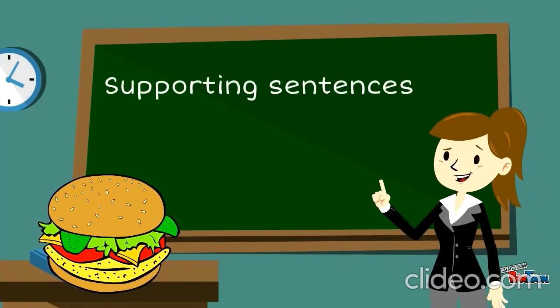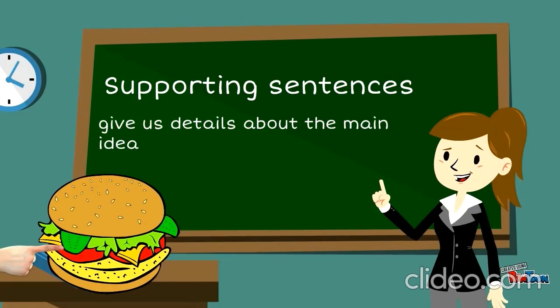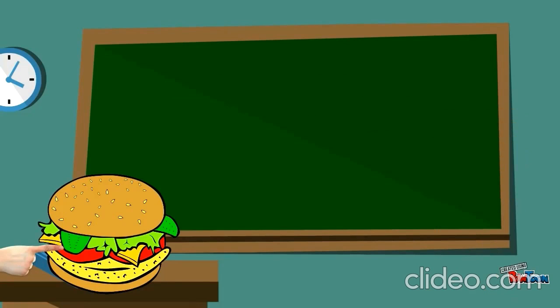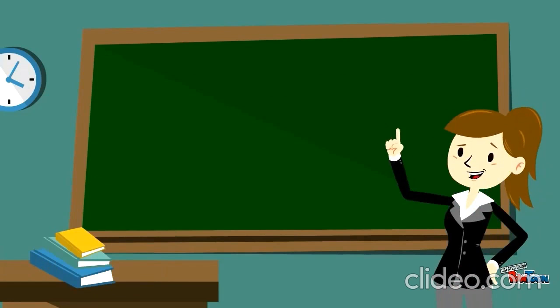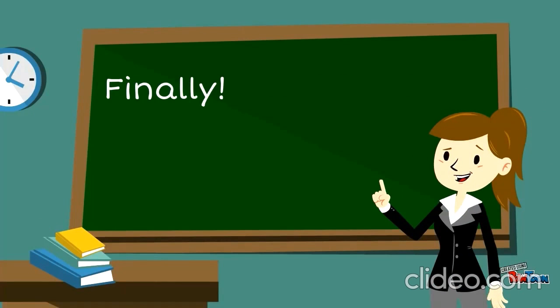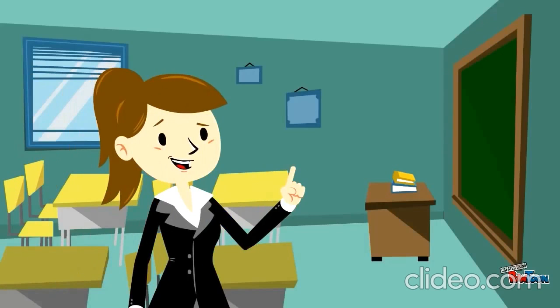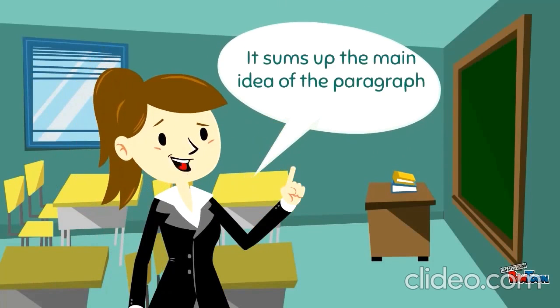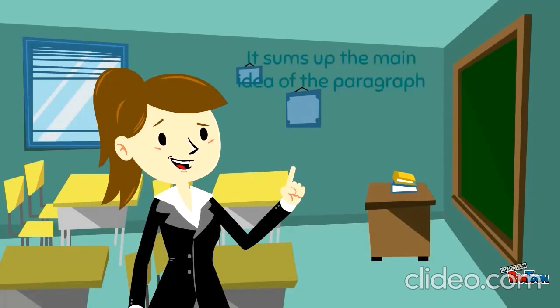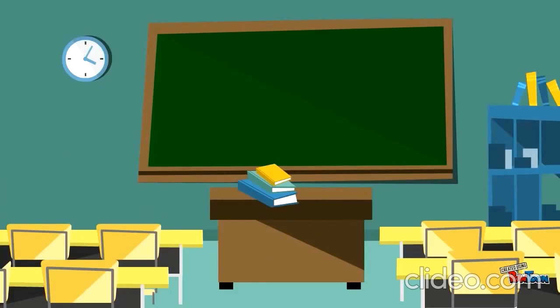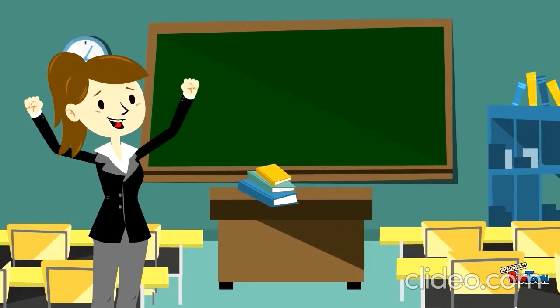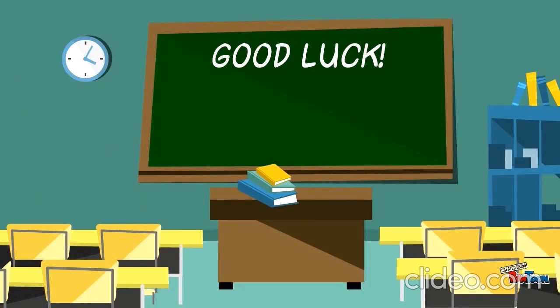Then, we have supporting sentences. These supporting sentences give us details relating to the main idea. And then, at the end, we have a concluding sentence. A concluding sentence sums up the main idea of the paragraph. You see, this is so easy. Good luck, everyone.